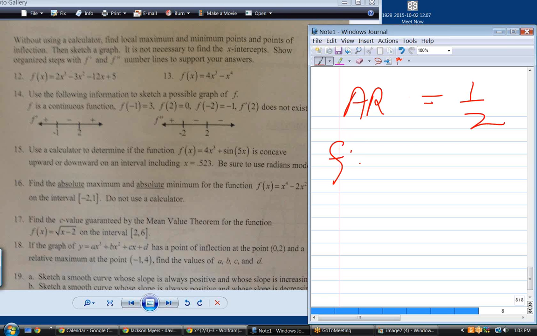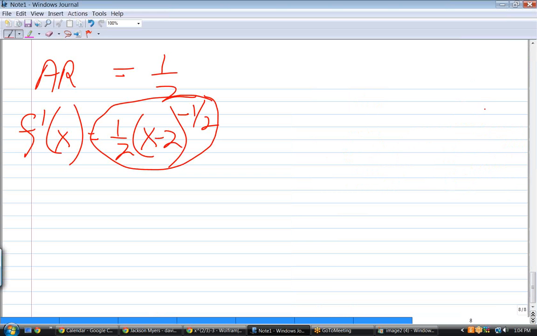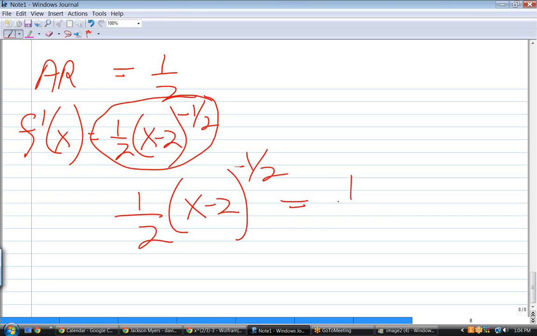So if I take my first derivative, that's equal to 1/2 times x minus 2 to the negative 1/2. So I'm looking for where the first derivative is equal to 1/2. So I'm going to solve this problem. There's the first derivative. I know that over that interval, the average rate of change was 1/2. There has to be an x to solve this problem.